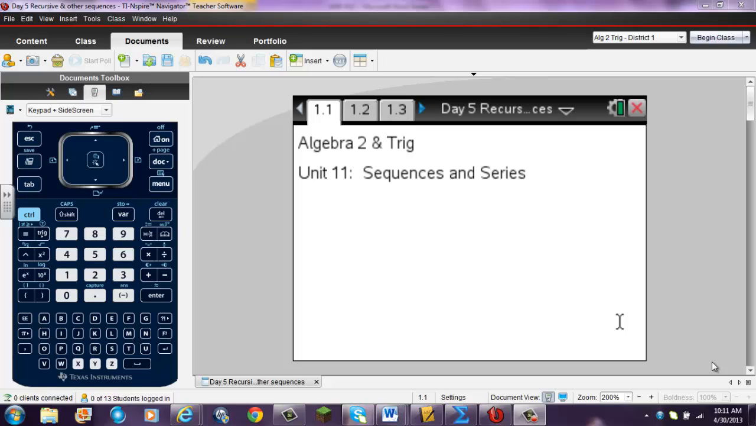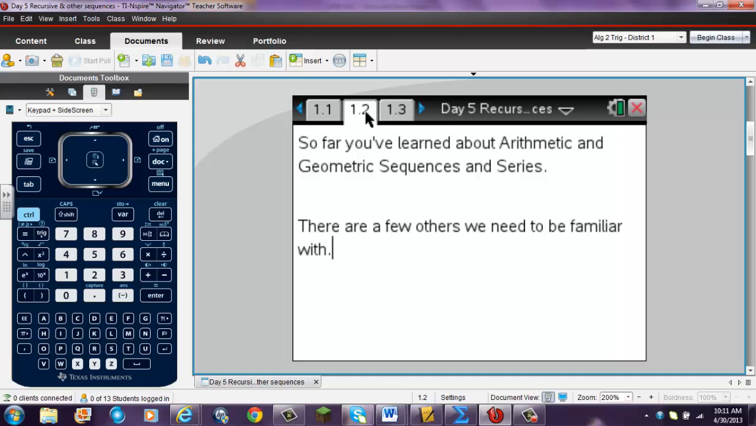Good morning. Our last lesson in our sequences and series unit is day 5, recursive and other sequences. So open up that document on your Inspire and let's get started. Go to page 1-2. I just remind you that so far we've learned about arithmetic and geometric sequences and series. There are a couple others that we need to be familiar with as well.